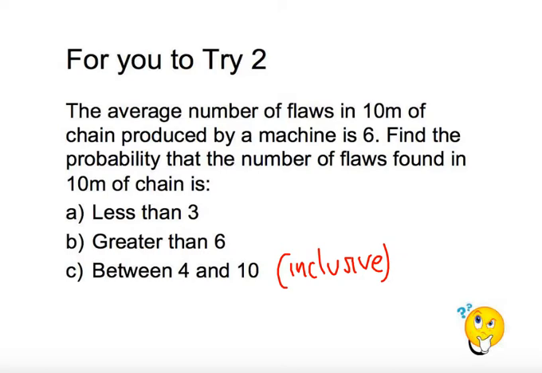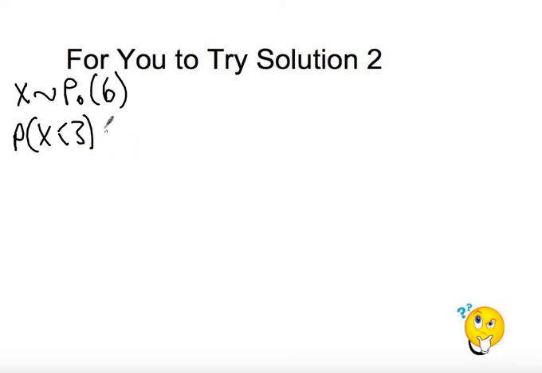Okay, so welcome back. Let's have a look at the answers to this then. So remember, start off, state distribution. We had 6 floors in 10 meters, so the mean is 6, so x is distributed with Poisson mean 6. First of all, we wanted to find probability of x less than 3. So there was less than 3 floors. Remember, we want to do this using weak inequalities, so this is actually probability of x less than or equal to 2.